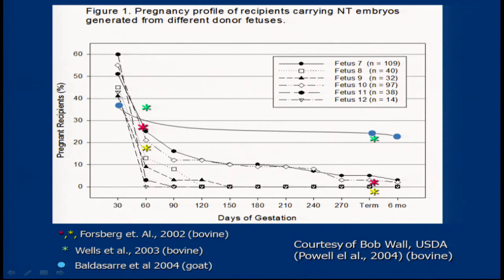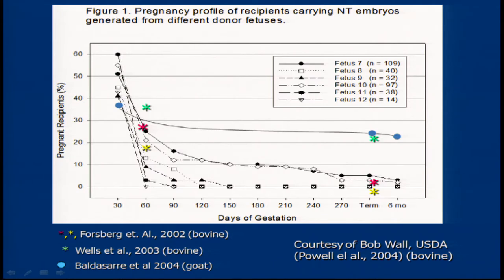But you see a really sharp drop off by 60 days. So early gestational loss is the biggest issue here. And even then, you have a slow continuing loss of the pregnancies until you end up with, you know, basically a 5 to 10% calving rate.